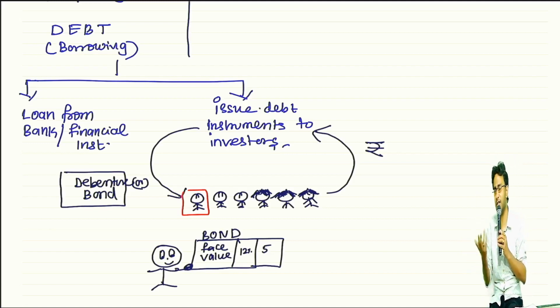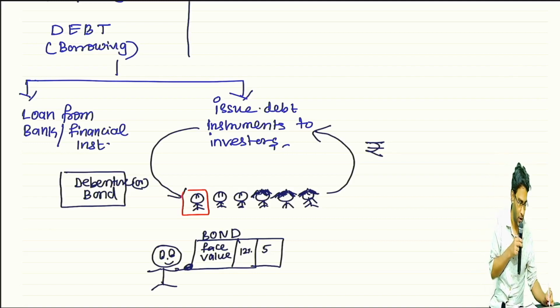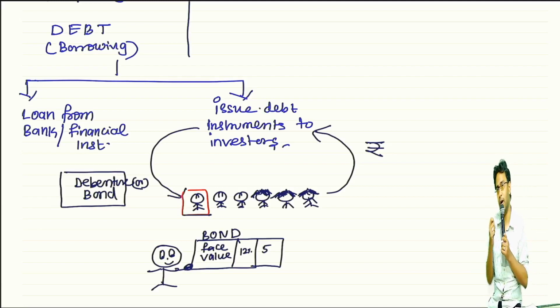The process continues. This is one way, sir. There is another way, another choice an investor can make. After buying the bond, hold the bond for as long as you want to hold. After that time, if you want, you can sell the bond also.